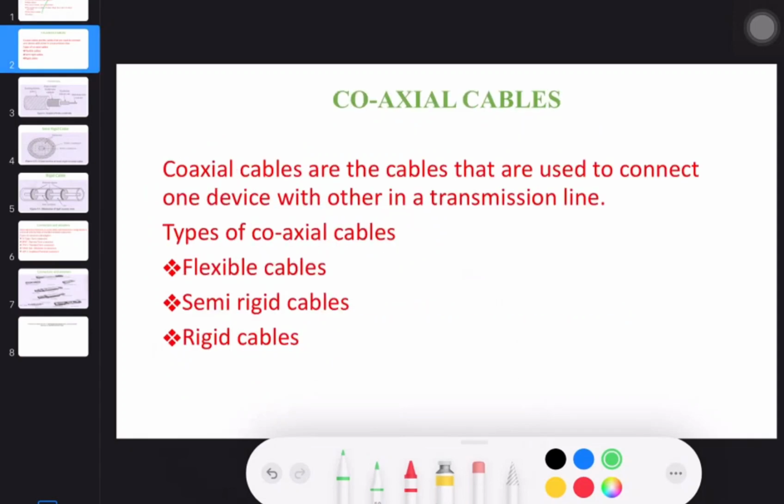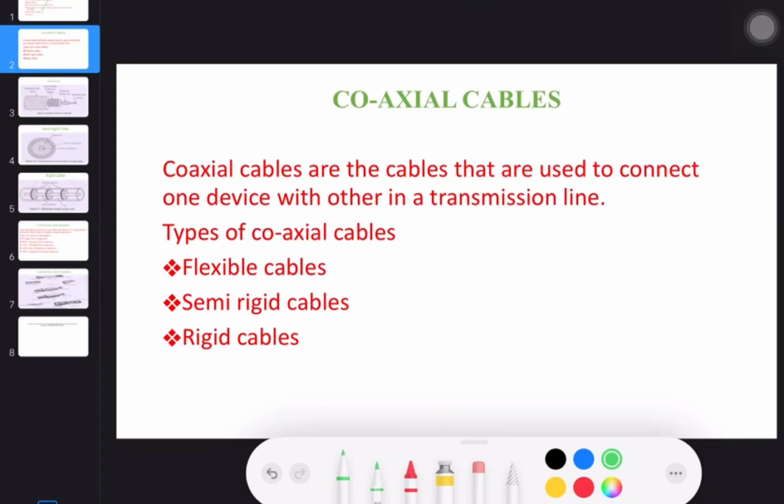So let us come to the second one. Let us know what coaxial cables are. Cables are the ones which are used to connect one device with another in a transmission line. If I want to take an example, the CRO probe, that black cable, is what we call a coaxial cable.